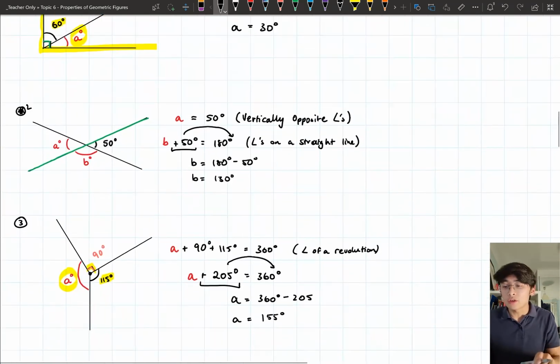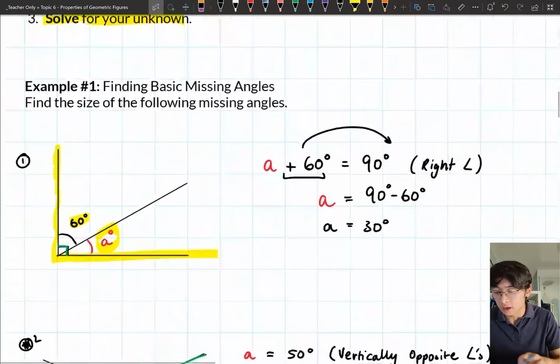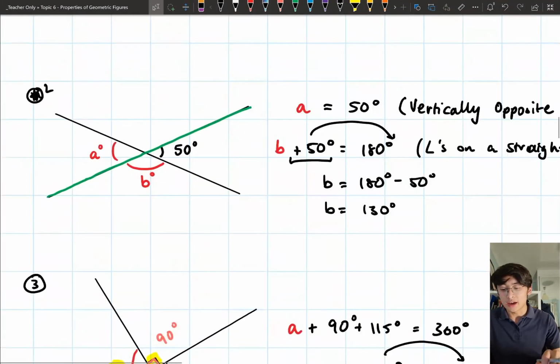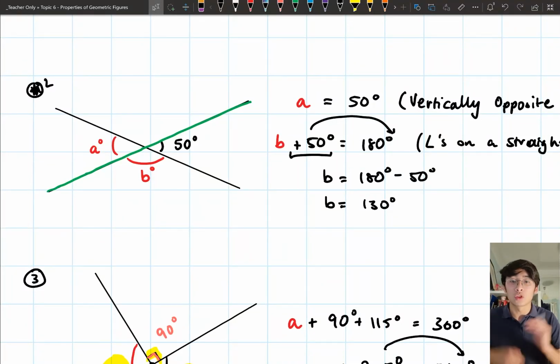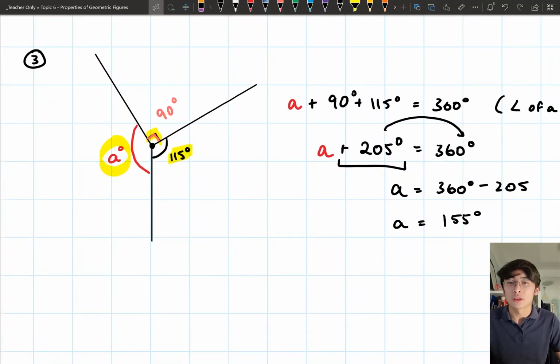Okay, so that's how we find these basic angles. We first want to identify what type of shape we have, and once we've identified it, we use that particular angle size to help figure out the missing angles. For example, here I've got a right angle, which means it's 90 degrees. Here I have a vertically opposite angle, so the two angles opposite each other are going to be equal. But I've also got a straight line, which means the angles on my straight line will add up to 180. And in the final example, we have angles around a point, which means they add up to 360.